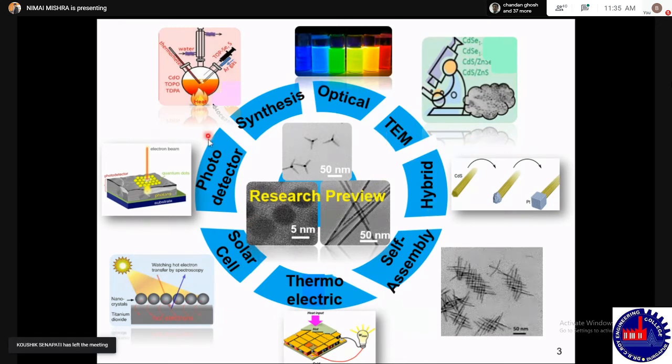And then, of course, we can engineer this material according to our need. That's why we call them engineered smart materials, for various applications: photodetectors, solar cells and thermoelectrics. These are themselves different branches of interdisciplinary research. I have been working in all these areas, making photodetectors and solar cells.